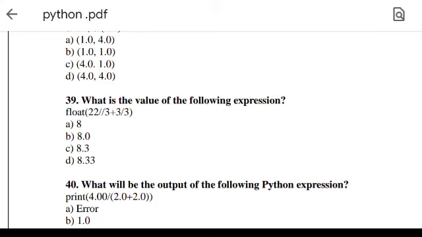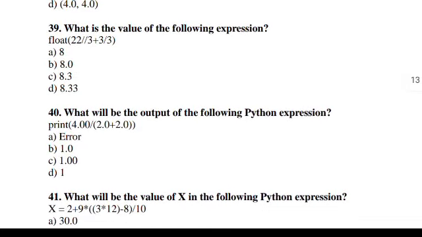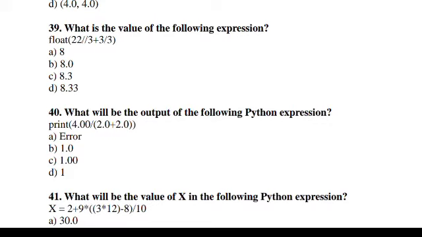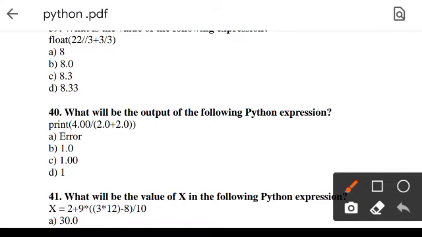Next is, what will be the output of the following Python expression? print(4.00/2.0 + 2.0). Right answer will be option B, 1.0.